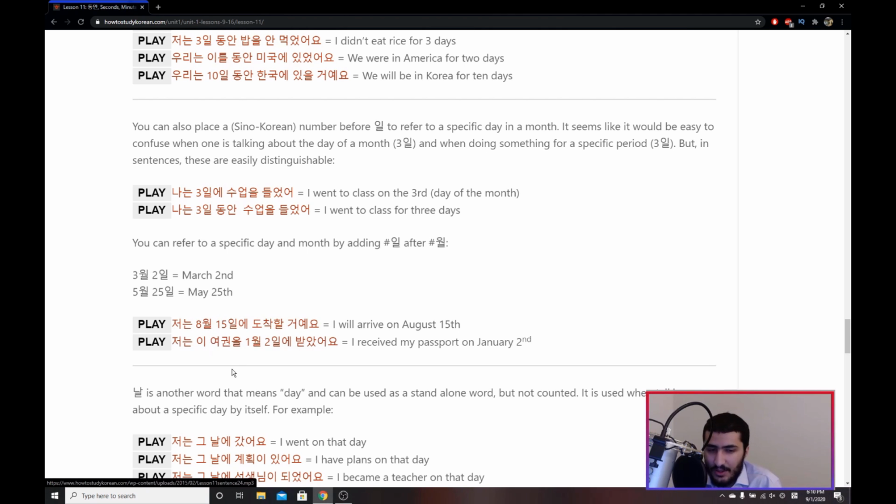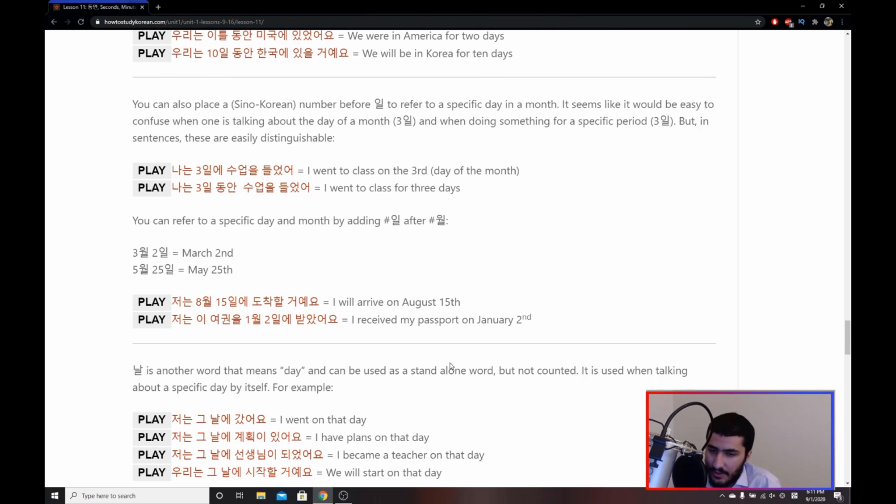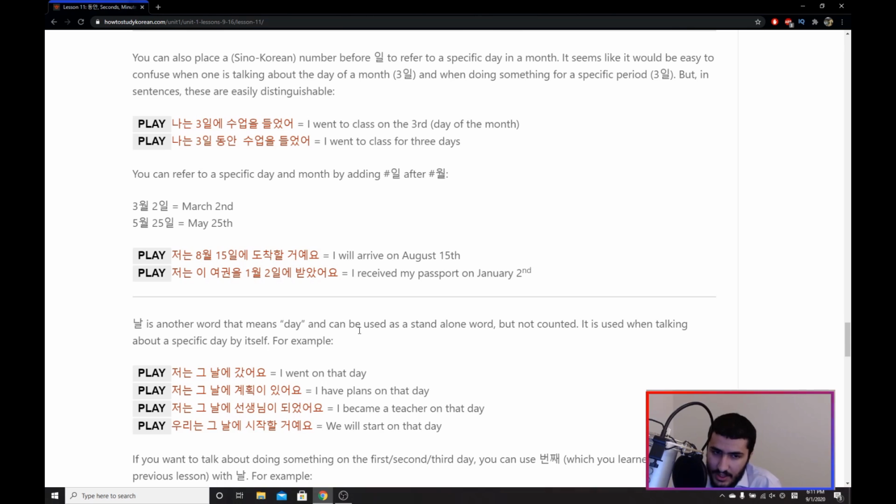저는 So notice here, this is not 2. I think that was a question I got one time. But you have to remember that is also used for this. It's also used for teeth. It's used for a lot of stuff. So 저는 이 요금을 1월 2일에 받았어요. I received my passport on January 2nd.